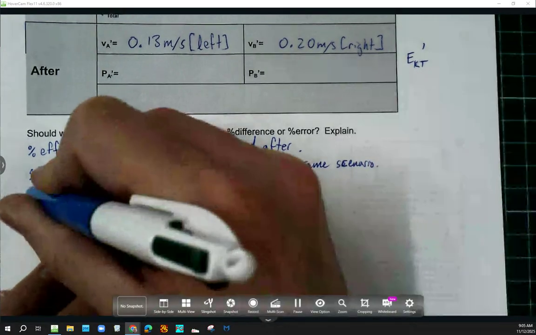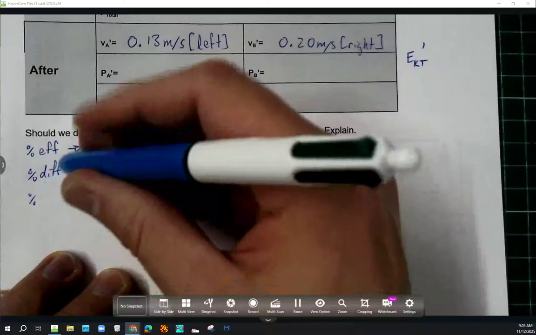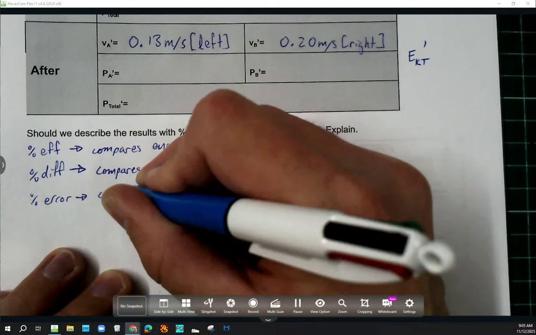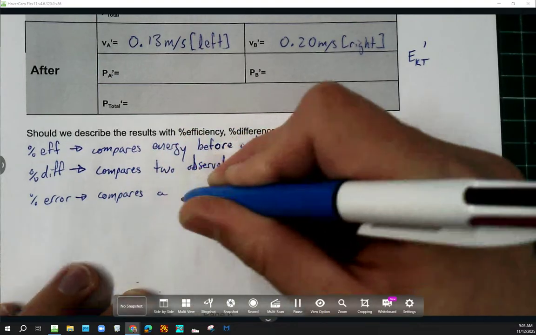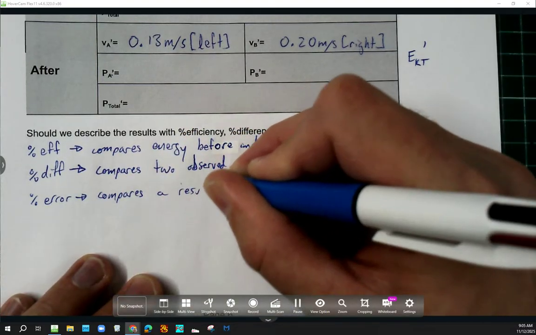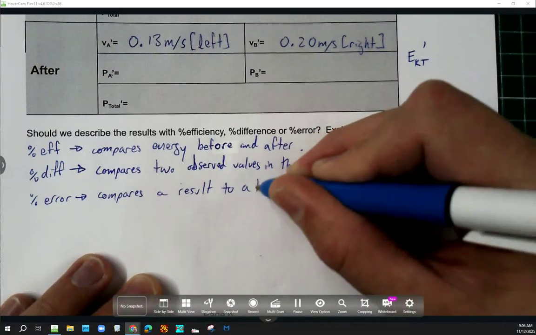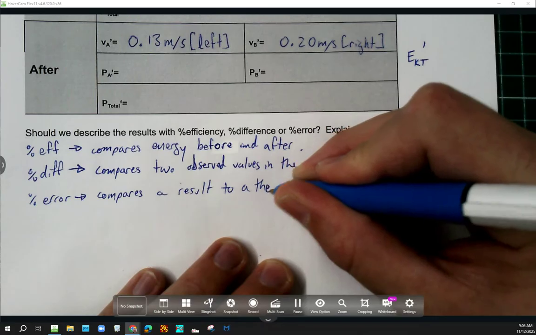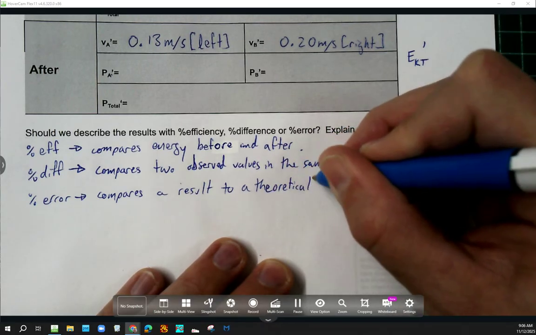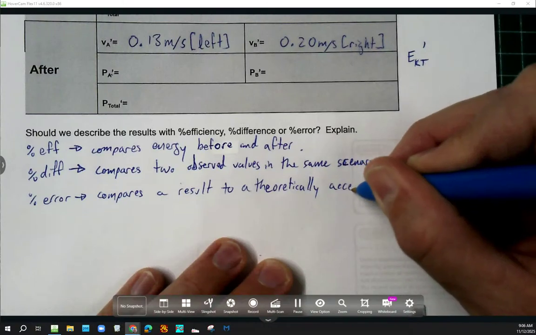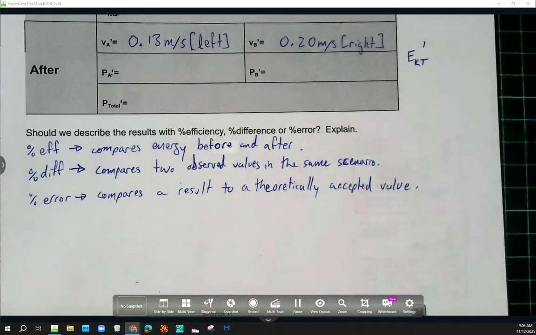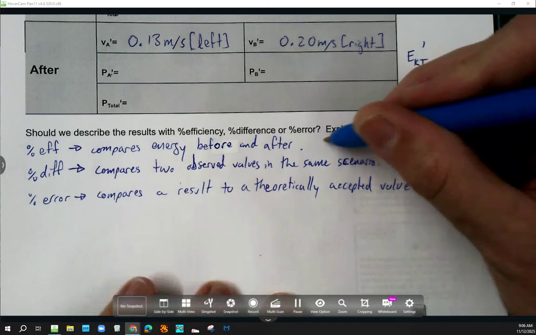And then there's percent error. And that compares a result to a theoretically accepted or generally accepted value. Now the formulas for these look kind of similar. Percent efficiency is maybe the most different.